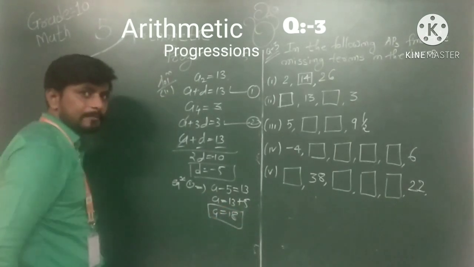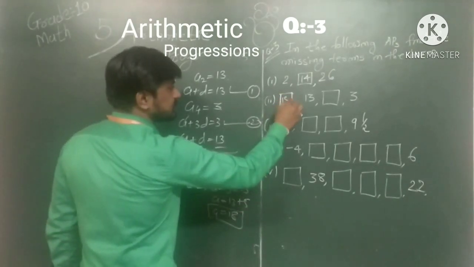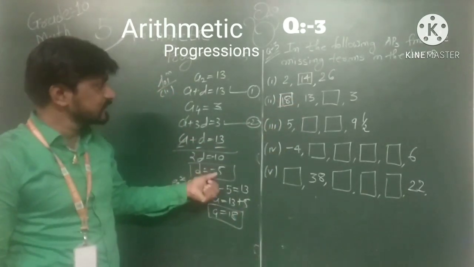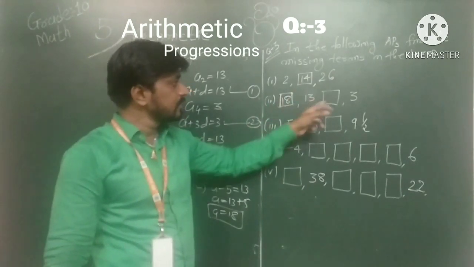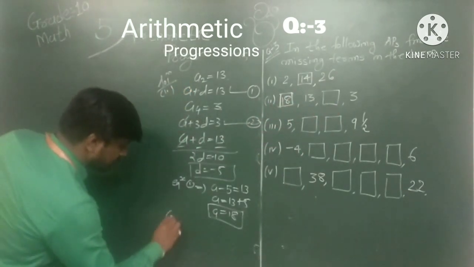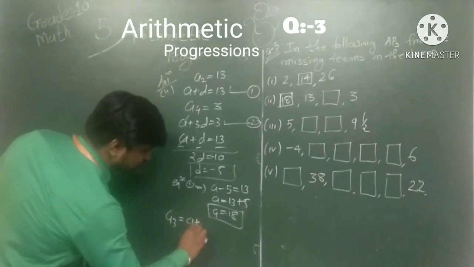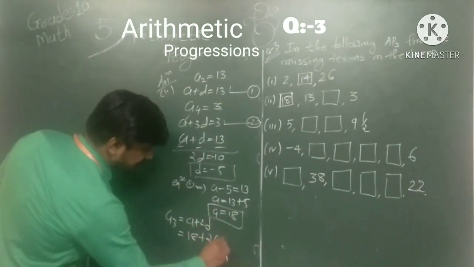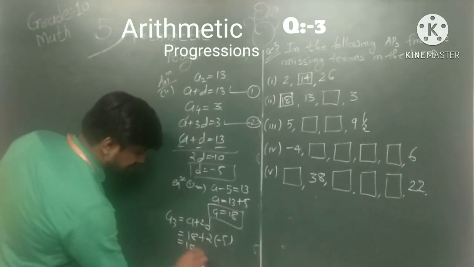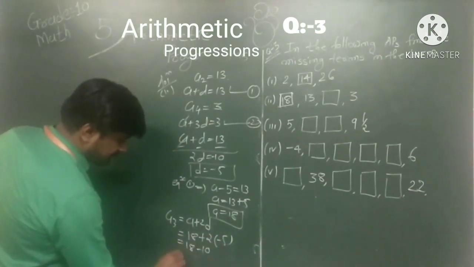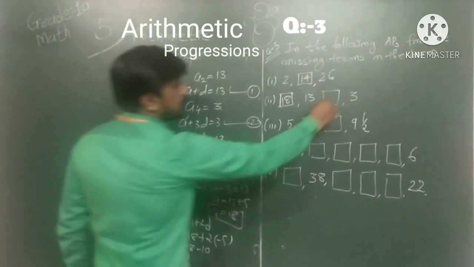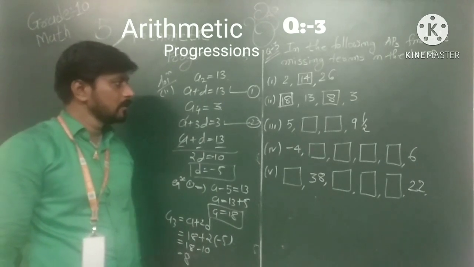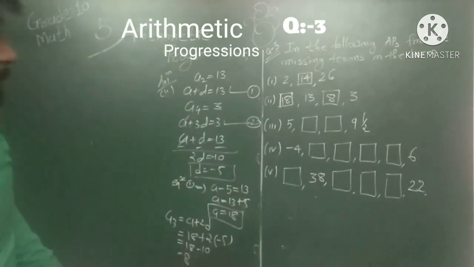Okay, got it everyone? A is equal to 18. That means this is the first term. And what is the difference? Difference is minus 5. Now we want to find the third term. So put the formula of third term: A plus 2D. What is the A? 18 plus 2. What is the D? Minus 5. That means 18 minus 10, that means 8. Here we have 8. Okay? Got it? Okay.